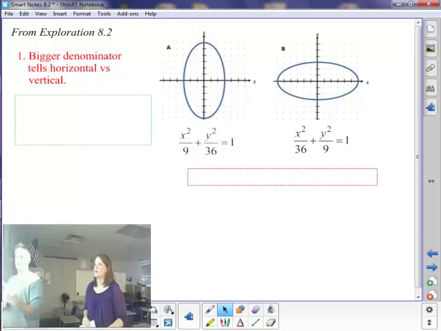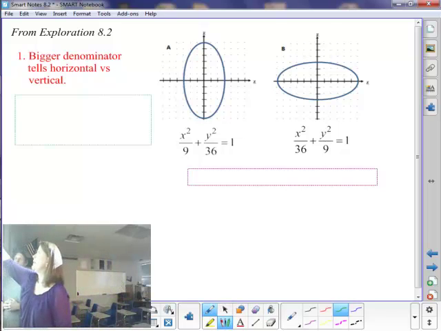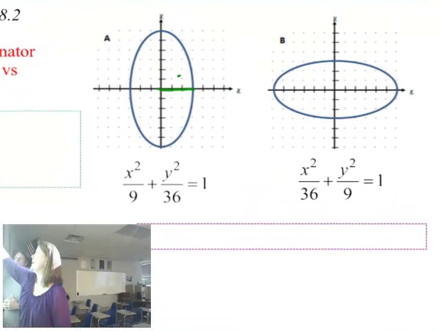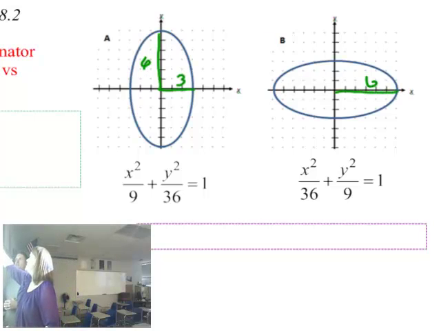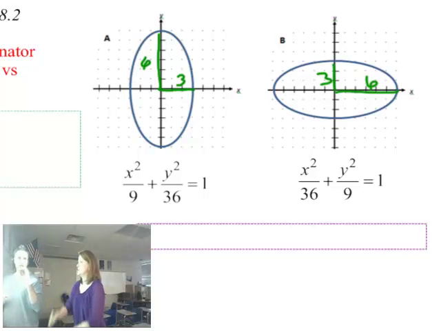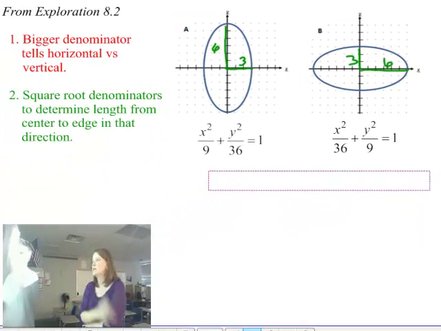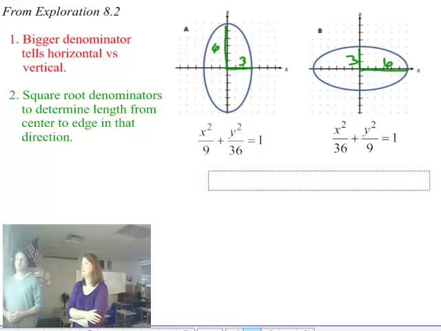Let's get a little more specific. I also noticed that when I go in the X direction here, I get 3 units, and when I go in the Y direction here, I get 6 units. Does that have something to do with it? And here I have 6 units and 3 units. It's not a coincidence: when we look at the numbers in the denominator and take the square root of each of those values, the square root of 9 is 3, and the square root of 36 is 6.